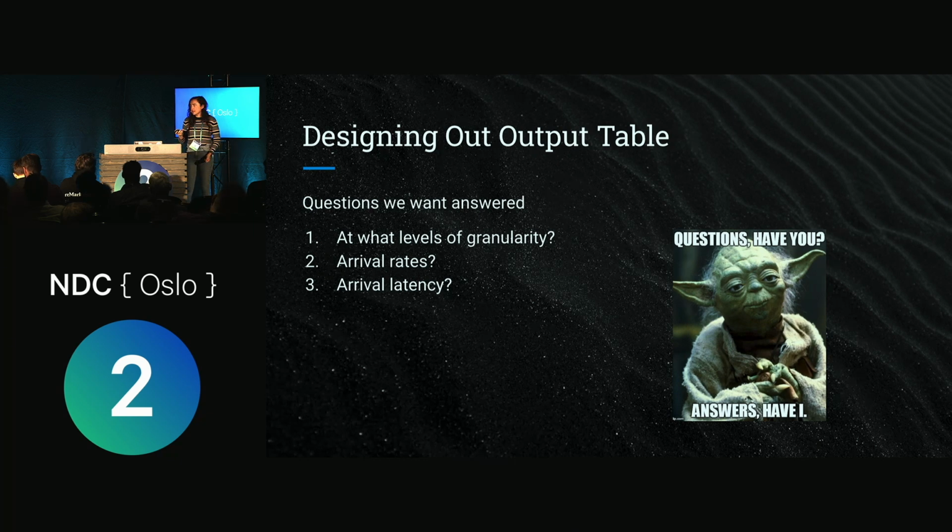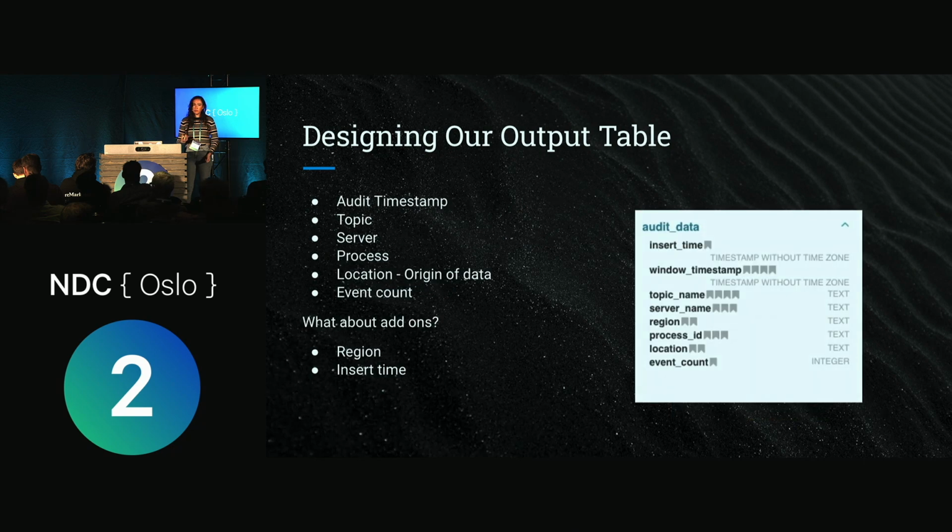So let's look at our table. So we'll have everything that we've discussed. We obviously will have all of these data points that we talked about in our auditing information: the audit timestamp, the topic, the server, the process. What else? Well, we're going to have the event count, right? That's obviously our value, just like the number, the amount of messages that was produced for a certain time frame. What about add-ons?